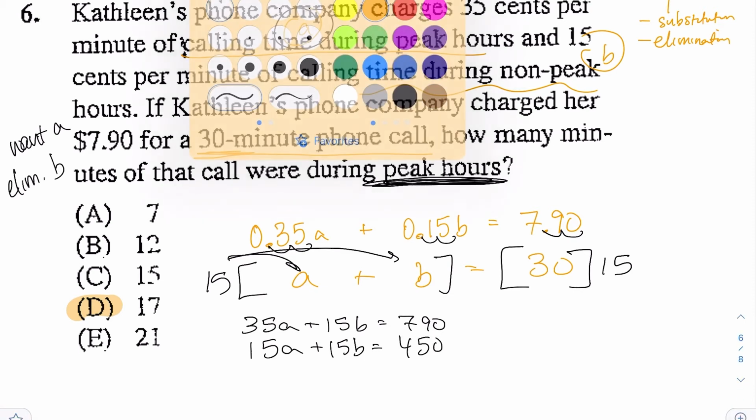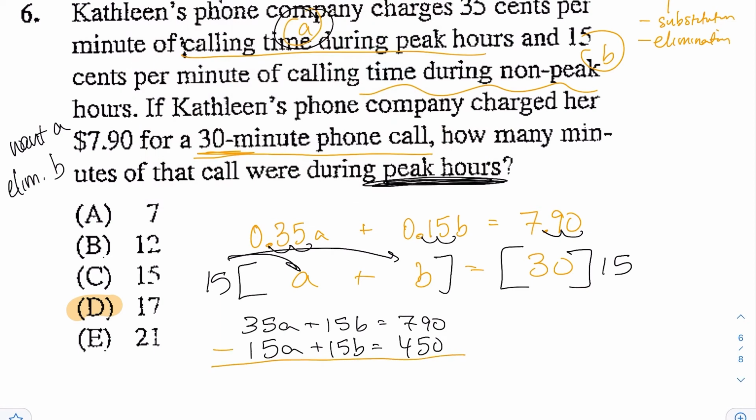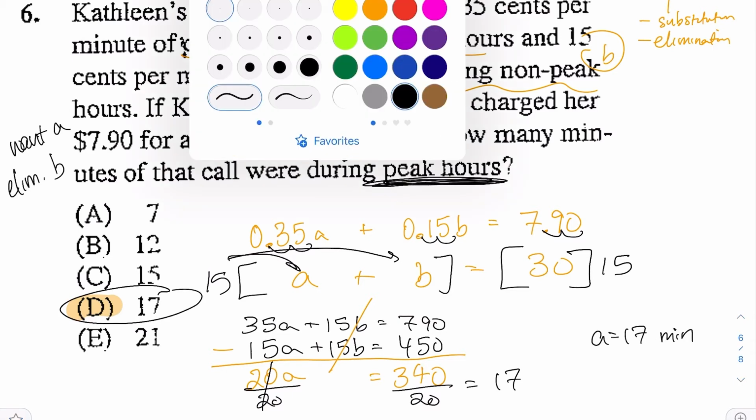And from here, if you subtract the two equations, 35A minus 15A is 20A. 15B minus 15B, they cancel. They got eliminated because we set it up that way. And you know that 20A is equal to 340. Then the last step is to divide by 20, which is equal to 17. So we know that A is equal to 17 minutes. Choice D.